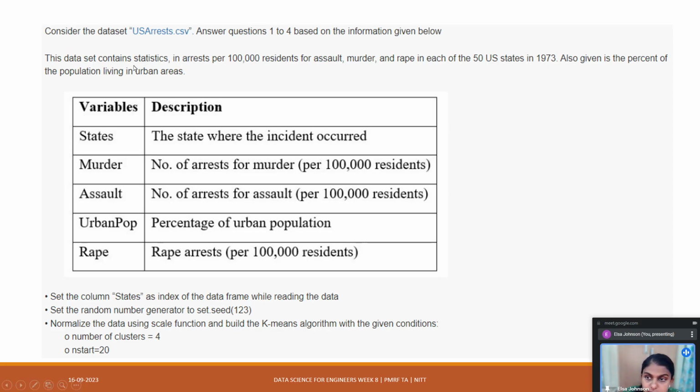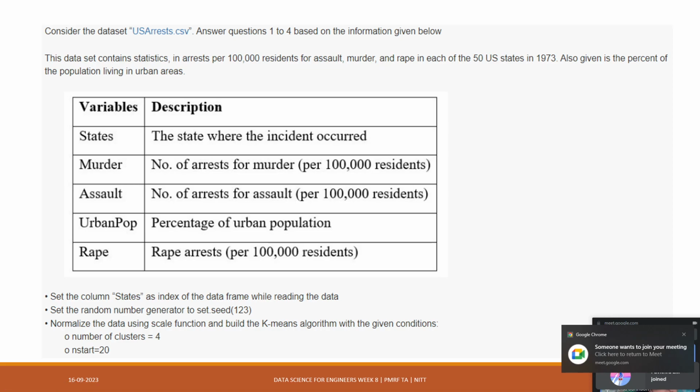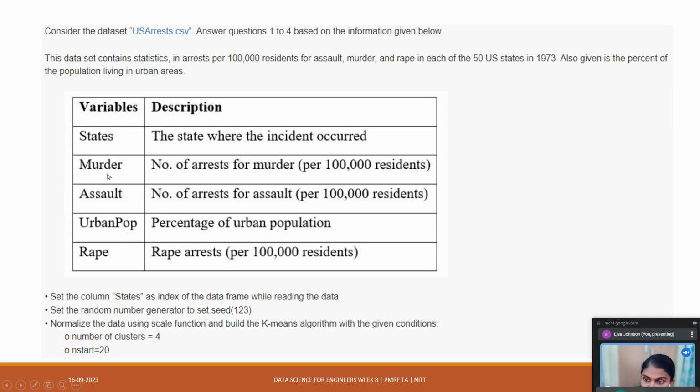The data set contains statistics in arrests per 100,000 or 1 lakh residents for assault, rape and murder in each of the 50 US states in 1973. Also given is the percent of population living in urban areas. These are the variables given: states, murder, assault, urban population and rape, and a description about the data is also given.